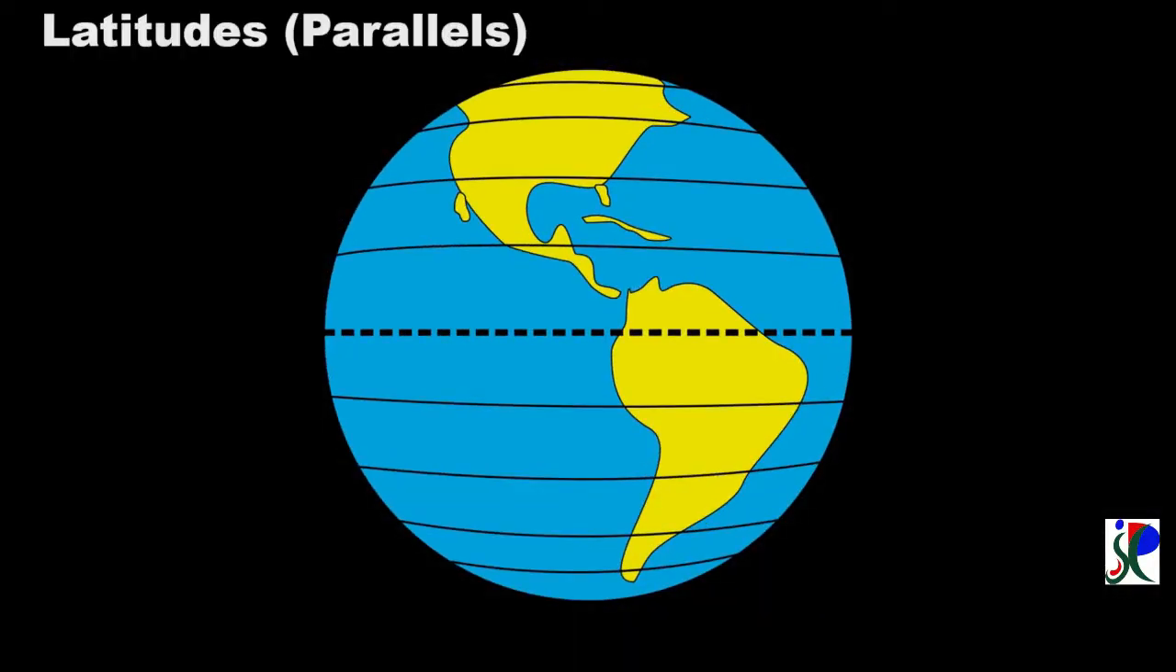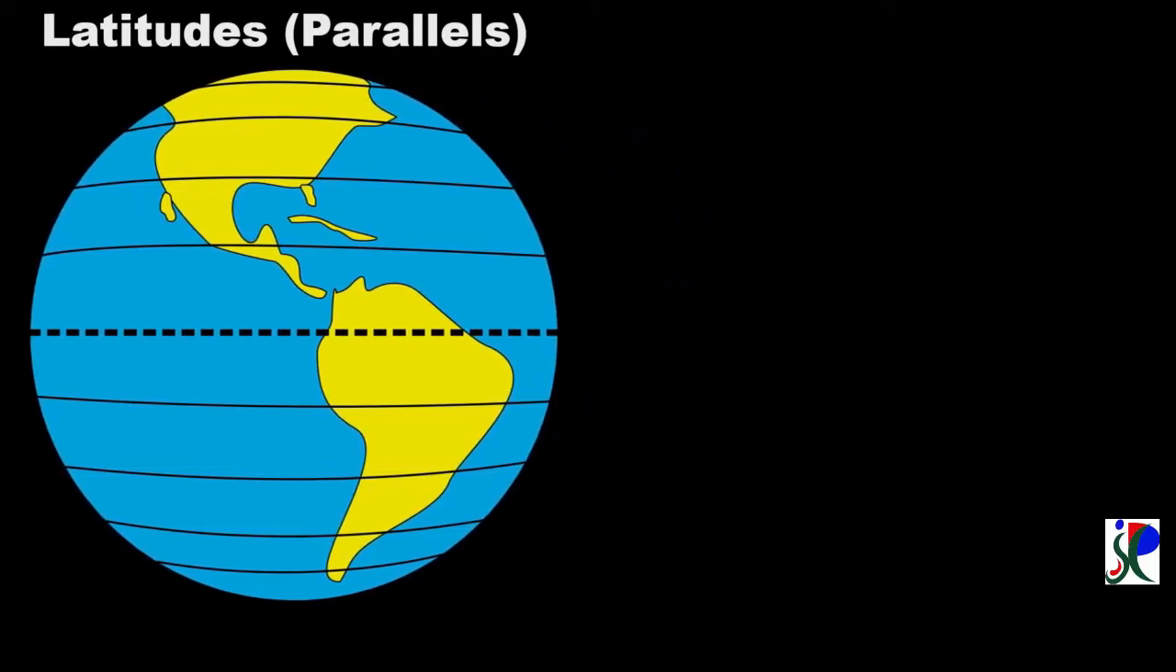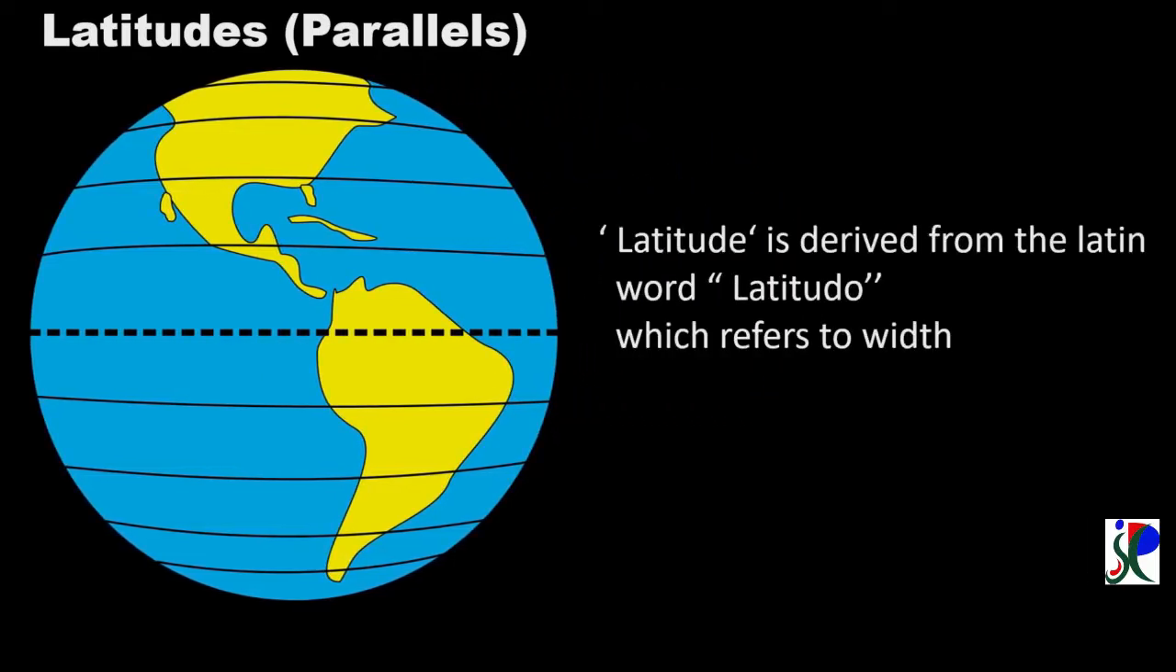Latitudes. Latitude is derived from the Latin word latitudo, which refers to width. These imaginary lines are drawn horizontally on the surface of the earth and known as parallels, since they are parallel to each other.